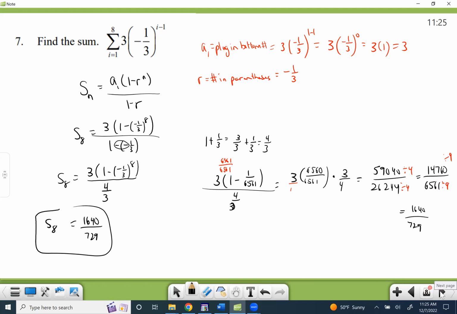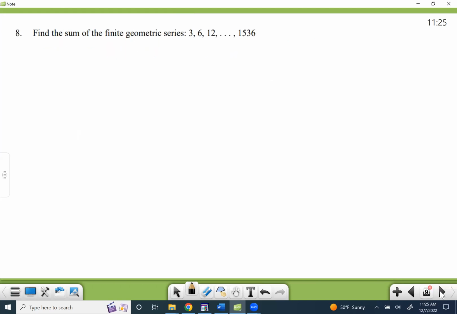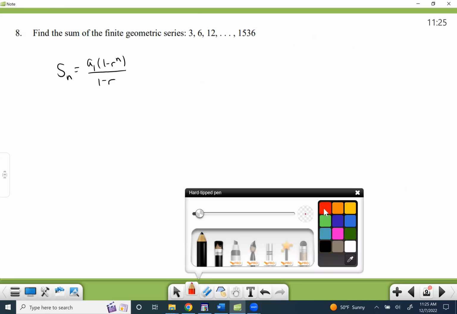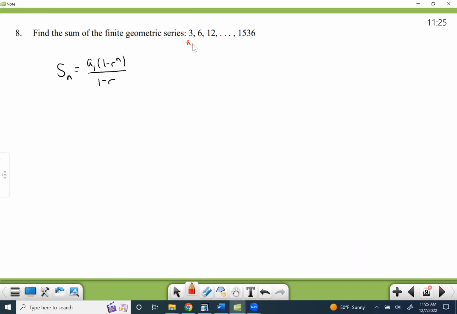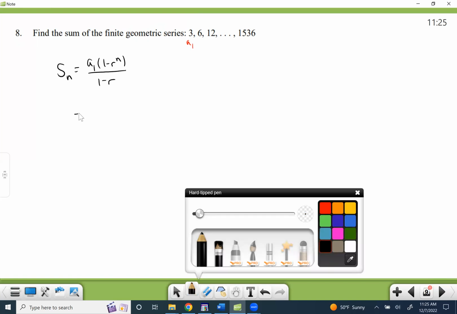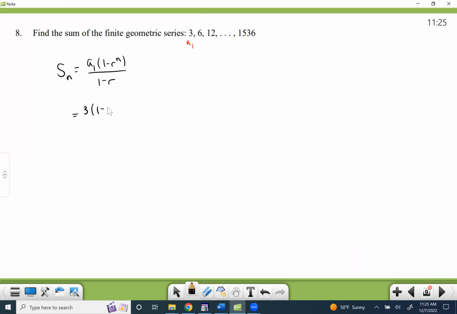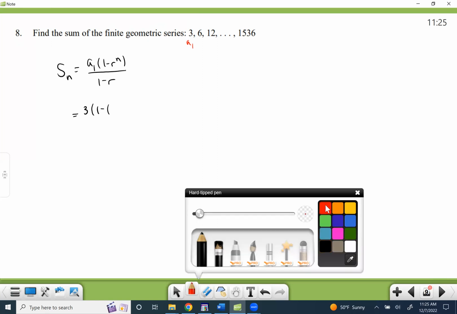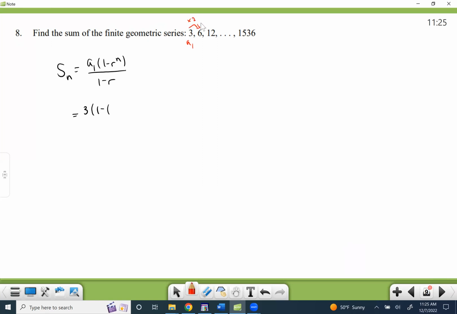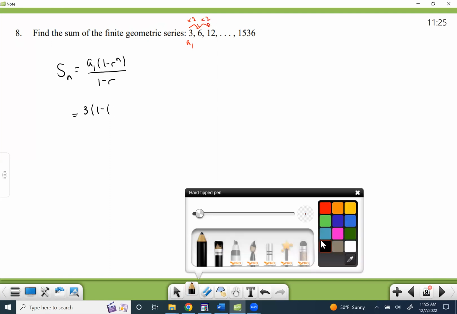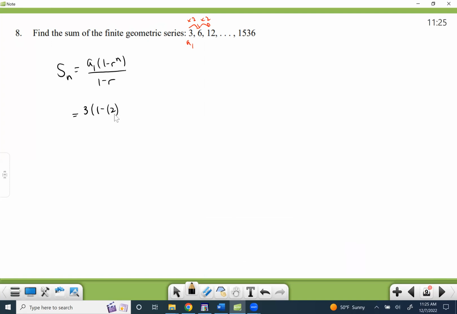Okay. All right. Find the sum of the finite geometric series. So S sub n equals a sub 1 times (1 minus r to the n) over 1 minus r. Okay, so we know a sub 1. A sub 1 is going to be 3, right? So we could substitute that into the formula. And we even know the common ratio. It looks like from here to here, we multiplied by 2. From here to here, we multiplied by 2. So it looks like the common ratio is going to be 2.